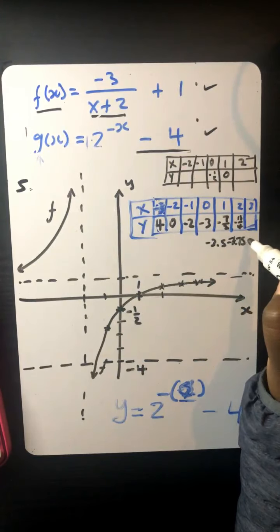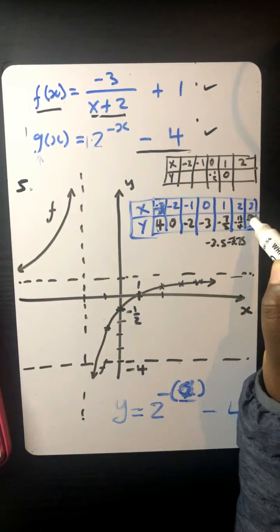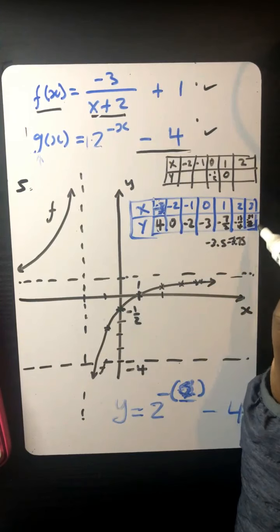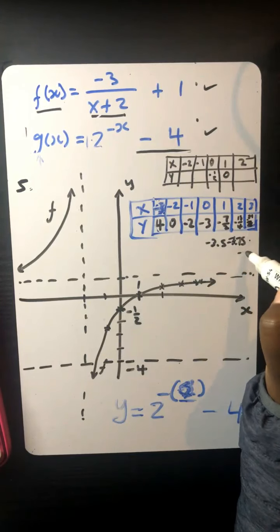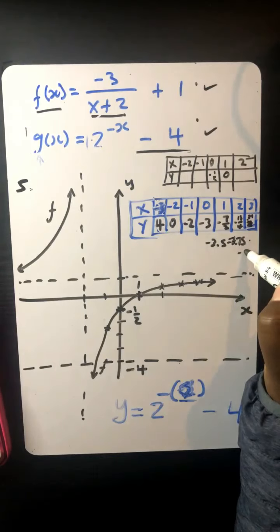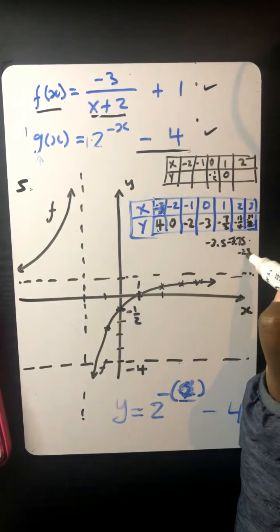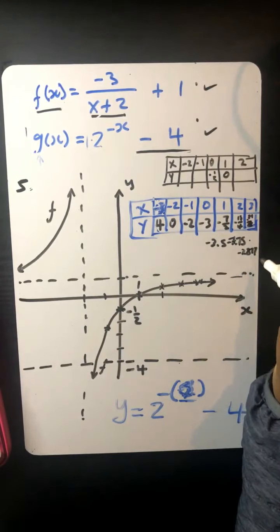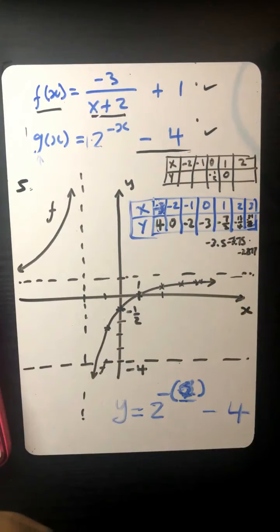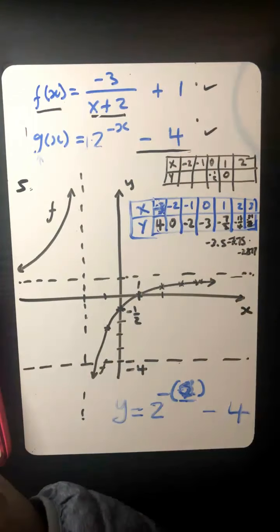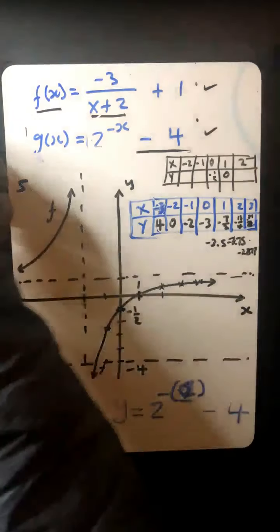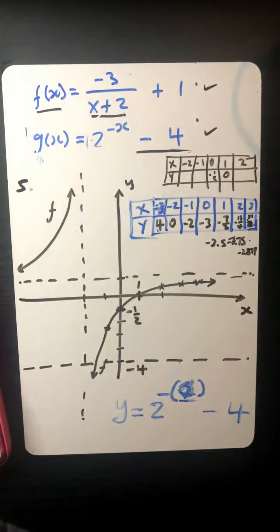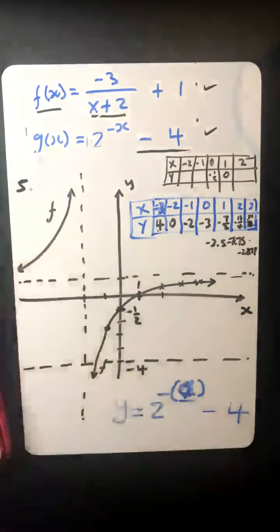Minus 31 over 8. What is it as a decimal? Minus 3.875. Okay. Guys, do you agree with Mabuntle there? Is she correct? Yes, sir.